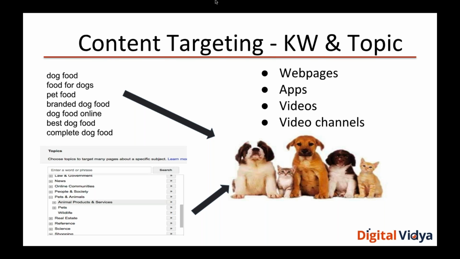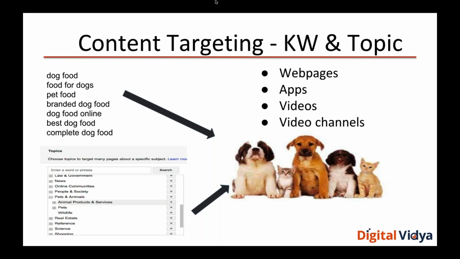Now comes topic targeting. Topic targeting is another way of targeting. When you create a display campaign, in your ad group page you can select topic targeting. When you select topic targeting, you get a list, as you can see in the screenshot, from where you can choose the topic. So if dog food is my product, I will go look at pets and animals.